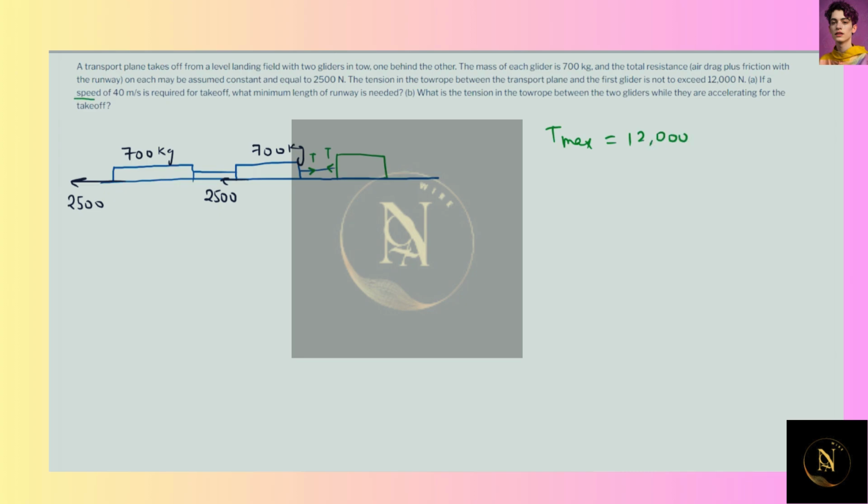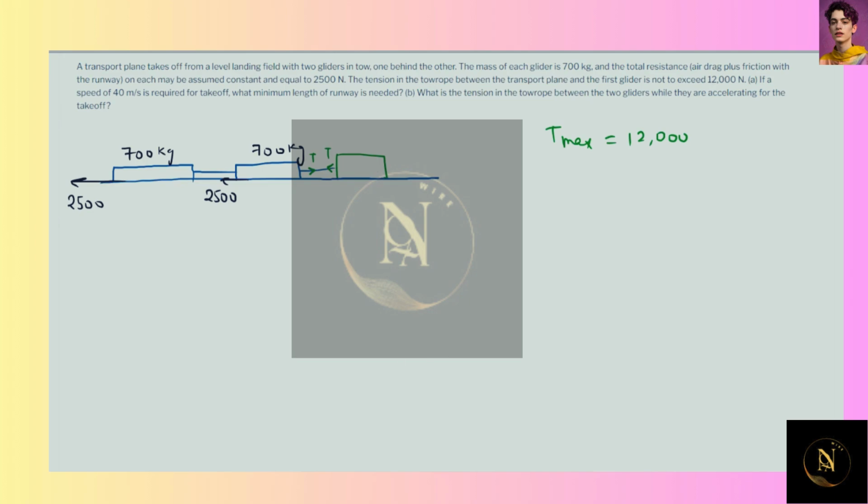If a speed of 40 meters per second is required to take off, what is the minimum length of the runway required? The minimum length of the runway means how little distance the plane must travel, and the distance is minimum when the acceleration is maximum, and the acceleration is maximum when the force is maximum. That's why we're going to take the maximum tension into account. All right. So now we are going to form the equations. What is the minimum length they are asking for?